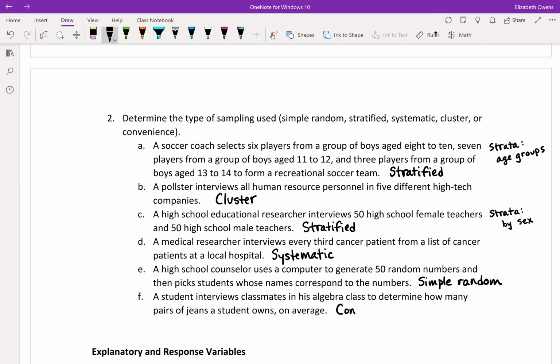The student is just picking other students who are close to him, they're in his class, they're convenient, to come up with his data. Well, this may not be a problem. I mean, maybe his algebra class is a great representation of the student population. It could be, but generally, we'd like to see something a bit more random and not just that convenience factor, because maybe they're not a great representation of the population. We're not sure, but it's a convenient sample, and there's some different classifications of sampling techniques.